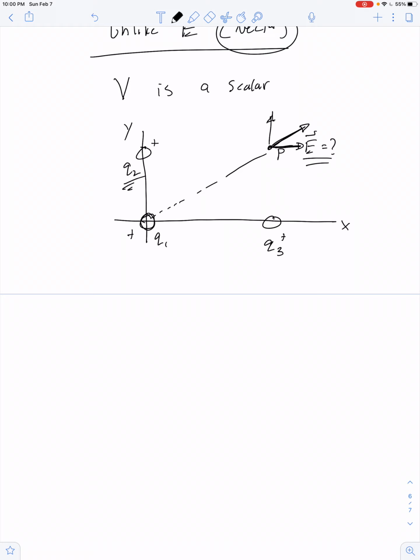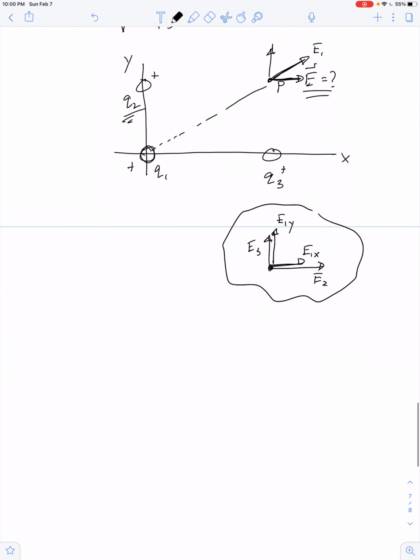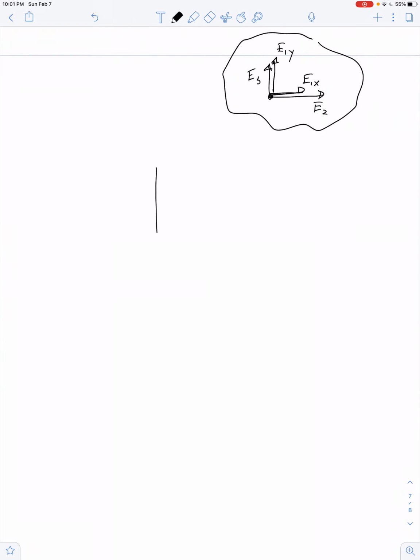And so now to find the overall electric field, I'm probably going to have to break E1 into components. So I'm going to leave E3 alone. I'm going to leave E2 alone. But then I'm going to say there's a component of E1 along the x-axis, and there's a component of E1 along the y-axis. And you know where I go from here, and it's going to require a fair amount of mathematics.